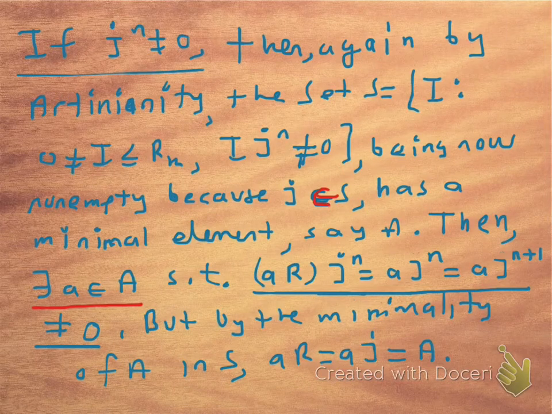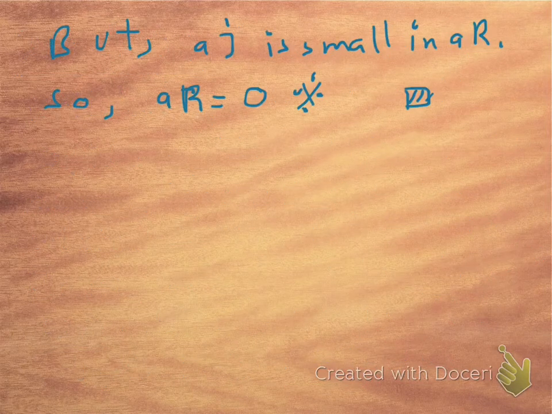Now, what concerns us here is the equality of these two. Unless aR is 0, which of course will be a contradiction, the equality of aR to aJ is a contradiction. Now, why is that? That's because aJ is supposed to be small in aR, because aJ is contained in the radical of a finitely generated module, which in this case is aR. Therefore, it would normally have to be small in aR, but it's not. Turns out it's not unless it is 0.